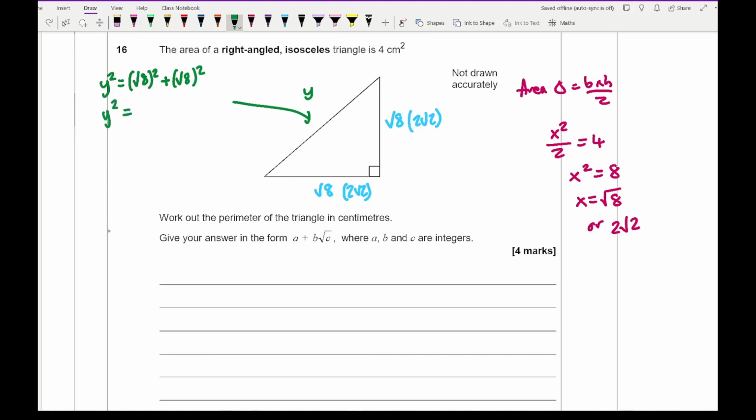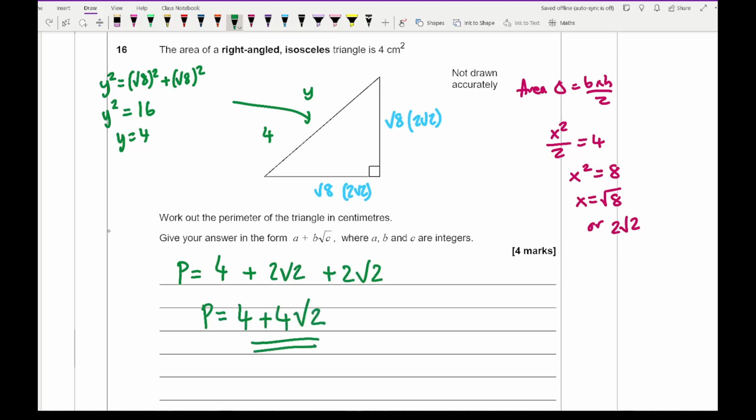So I get y squared equals 8 plus 8, which is 16, so y equals 4. So once I know my lengths, what I then need to do is work out what the perimeter is going to be. So the perimeter is the diagonal, which is 4, plus one of the sides, which is 2 root 2, plus one of the heights, which is 2 root 2. And then joining this all together, I get 4 plus 4 root 2. And there is my final answer.